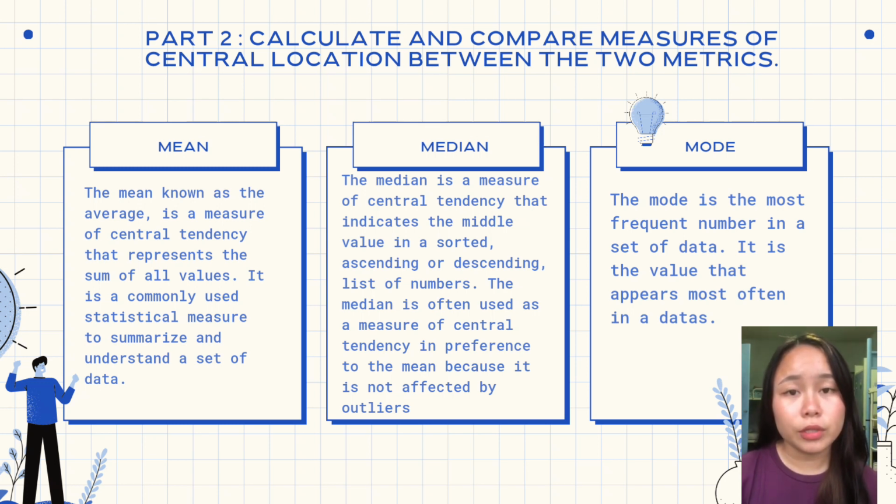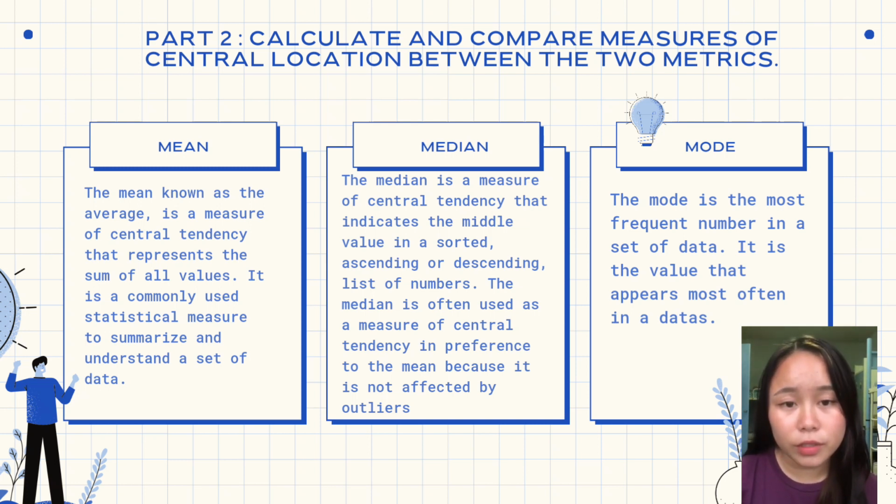I will talk about the part 2 question, which is to calculate and compare measures of central location between the two metrics. So I will find 3 things in this part 2. The first one is the mean, the second one is the median, and the third one is the mode.